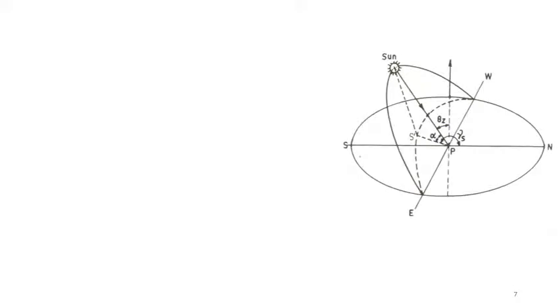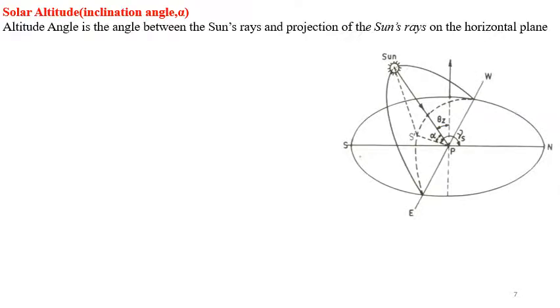Next terminology is the angle of altitude, or solar altitude, the inclination angle, which is called alpha. You can see it in the sketch. It is a vertical angle between the projection of the sun rays on the horizontal plane and the direction of the sun rays passing through the point. It is represented by alpha.